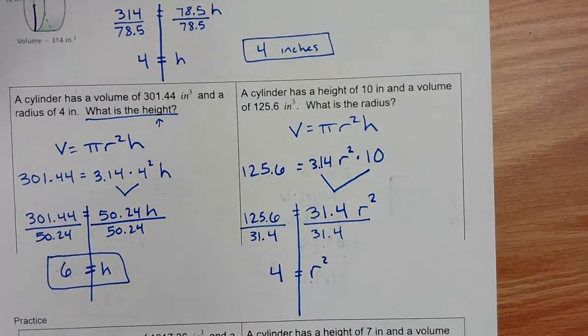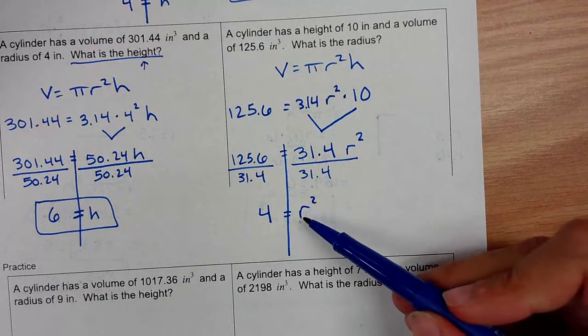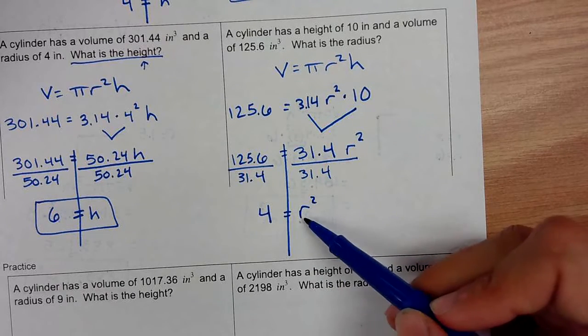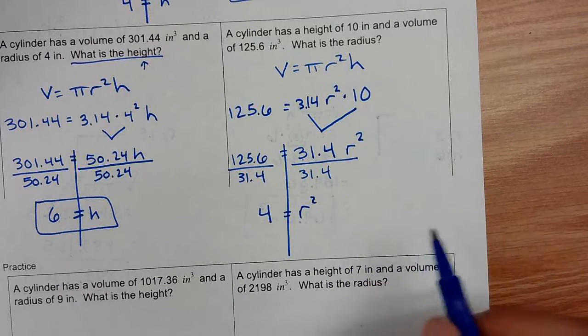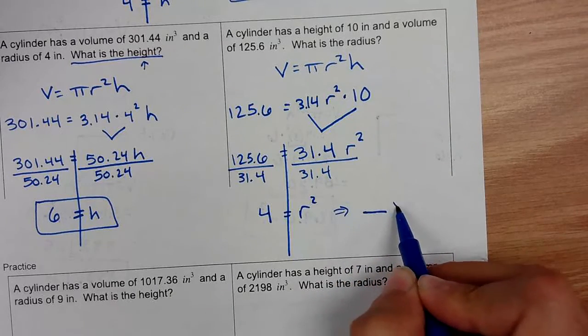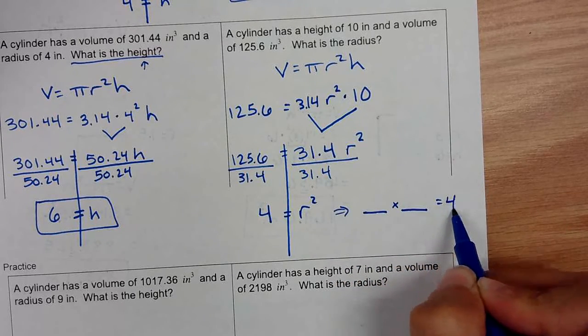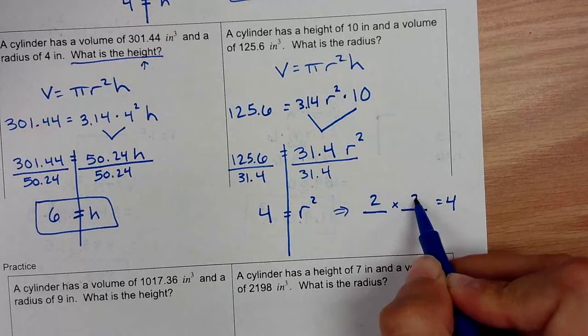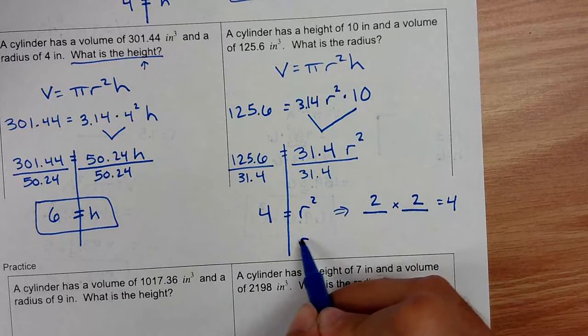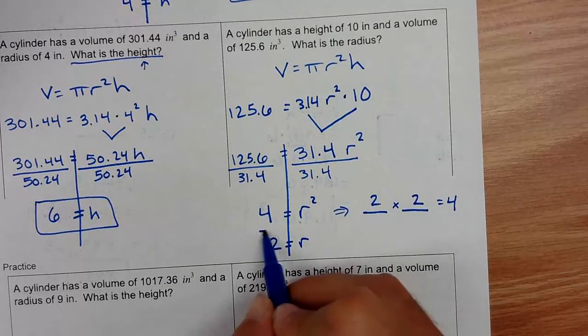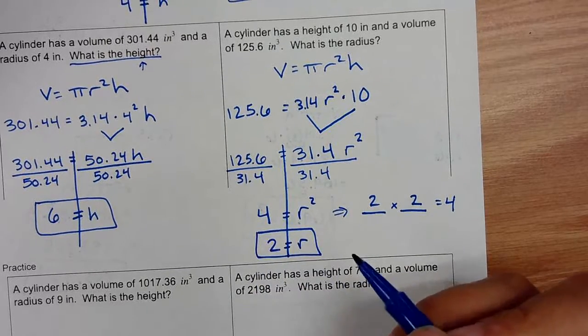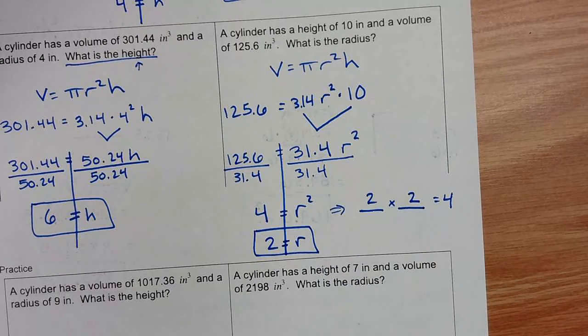Now we're going to do a little bit of mental math. What number squared equals 4? So what number times itself equals 4? I'm going to think of it this way. What times itself equals 4? And that answer is 2. So r equals 2. So what I would encourage you to do is maybe watch this video again, take some time, pause it, rewind it, and look over those steps. And that is finding the volume of a cylinder and using the volume of a cylinder. Hope this helps.